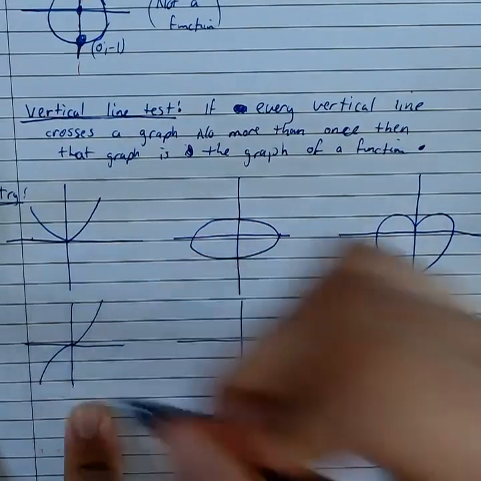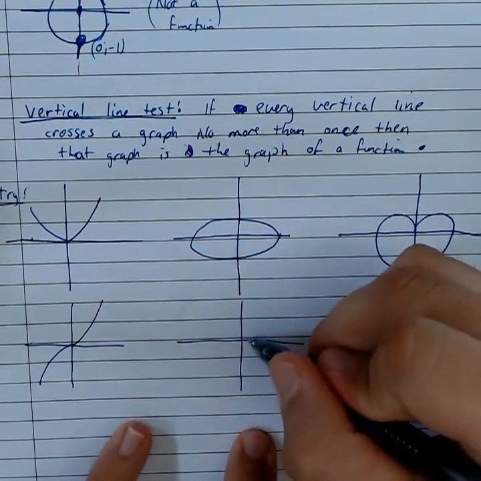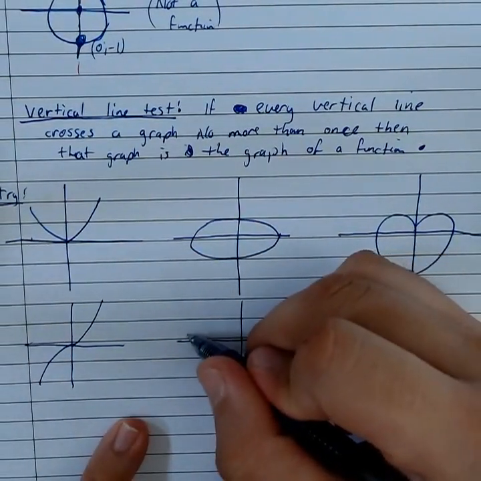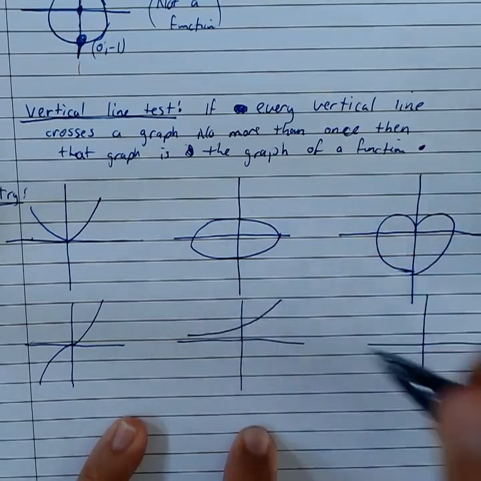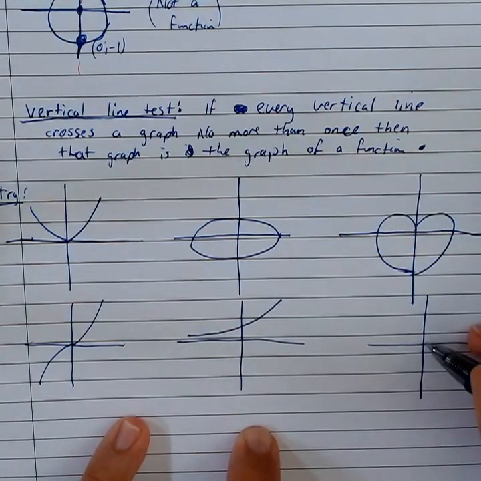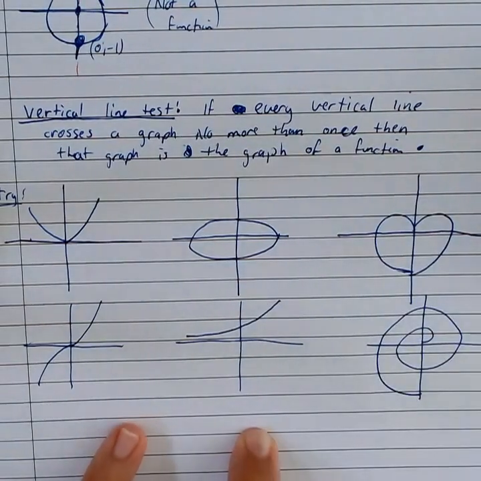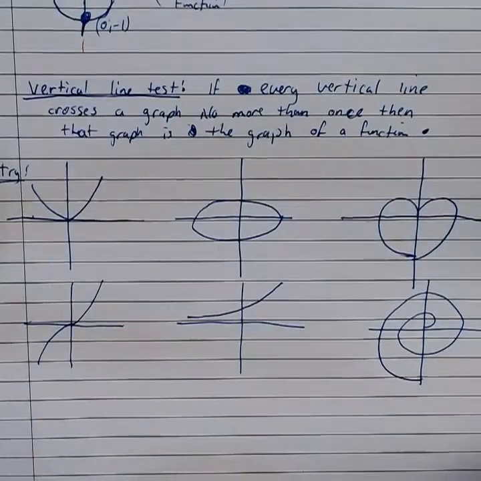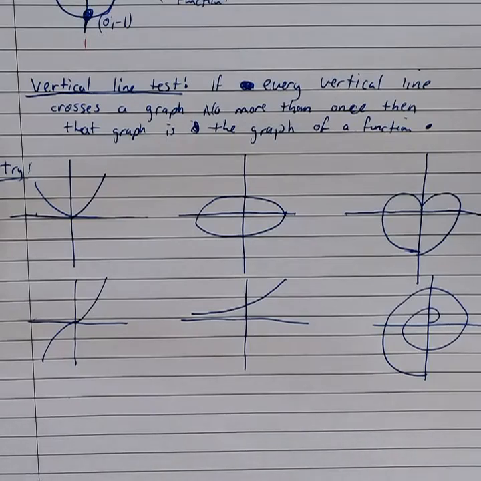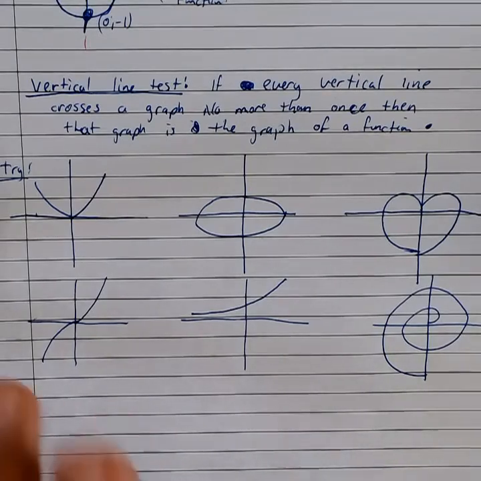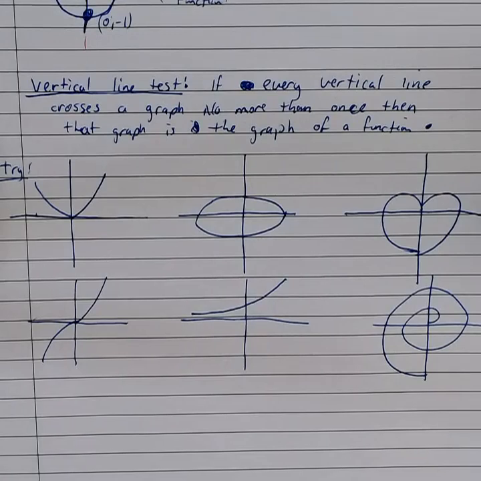Here we have a cubic. Here we have an exponential. And here we have a spiral. And these are all real graphs. Take a moment and think about these. Go ahead and pause the video if you have to. And once you have determined whether or not each of these is the graph of a function, go ahead and unpause the video and we'll go through them together.